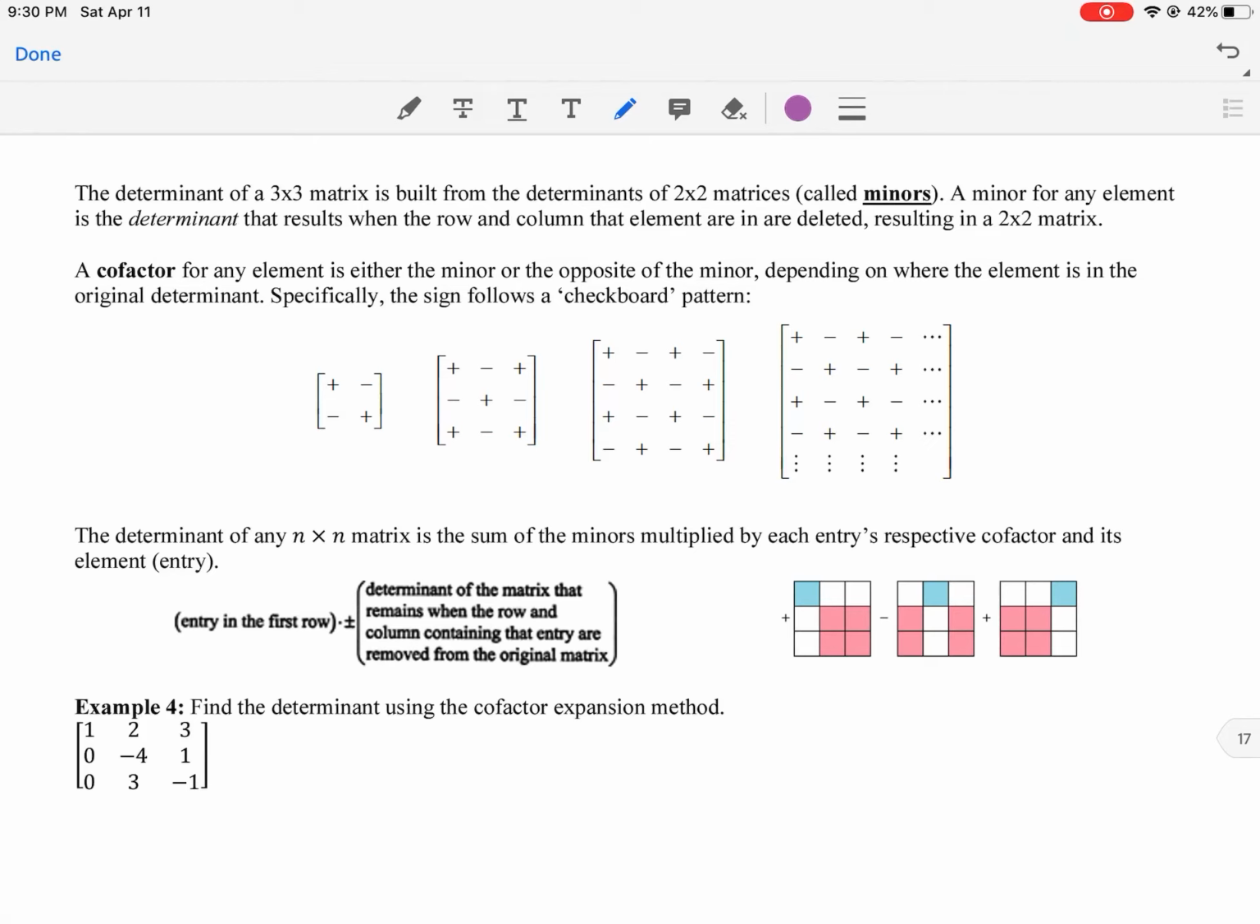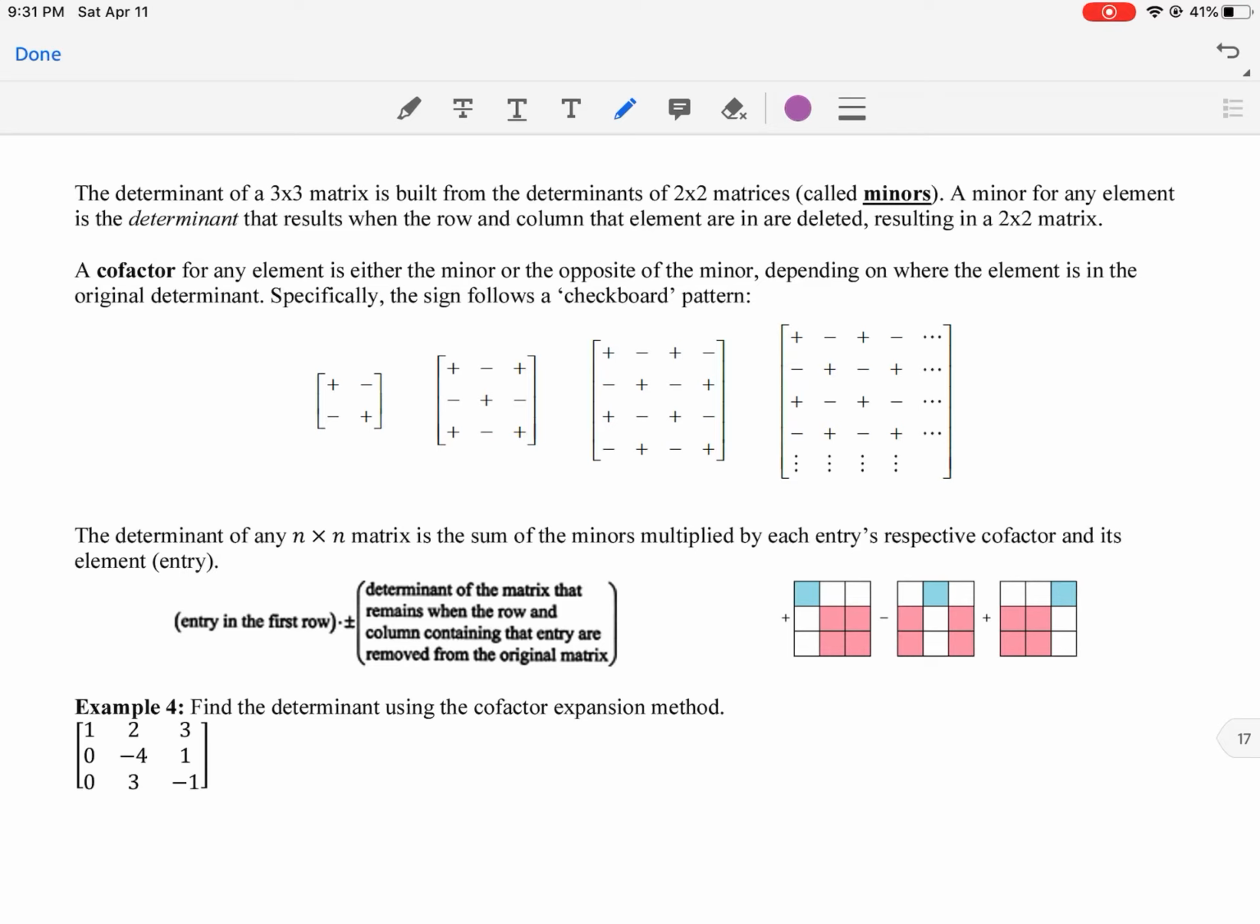Okay. The cofactor expansion method definitely has a little bit more to it. This is what this is kind of talking about here. It says, hey, we can break down our 3 by 3 matrix into these smaller 2 by 2 matrices that we're going to call minors. And that we can easily find the determinant of a 2 by 2 matrix. The cofactor for any element is the minor or the opposite of the minor, depending on where the element is.